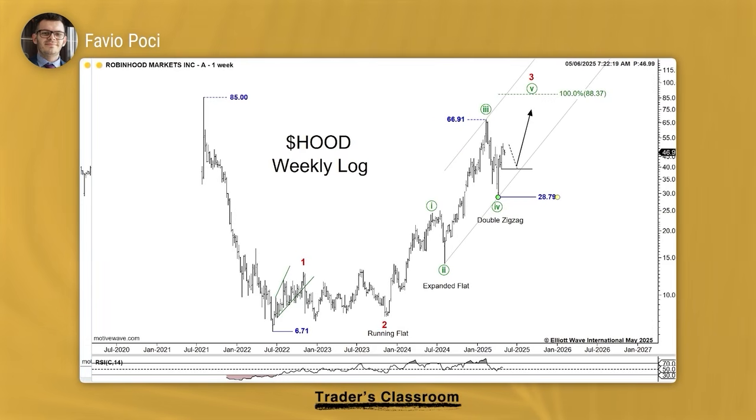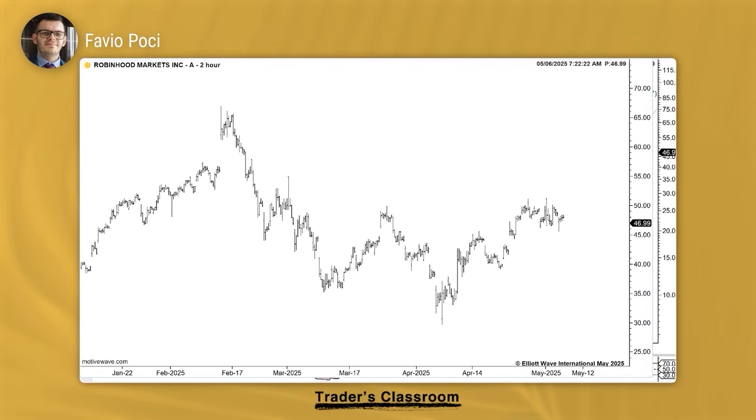If I can take a quick look at the daily chart here, that's the 66.91 peak. And I was thinking that this is a double zigzag, and how can I count this as a double zigzag? Let's get the label. I think this is 1, 2, 3, 4, 5, A, B, and C, W, X, A, B, and C, Y. So it counts best as a double zigzag rather than a simple zigzag. Where is the double zigzag? Okay, here.